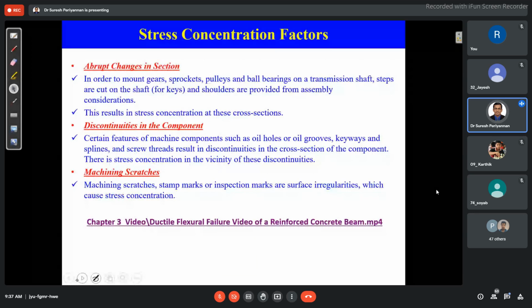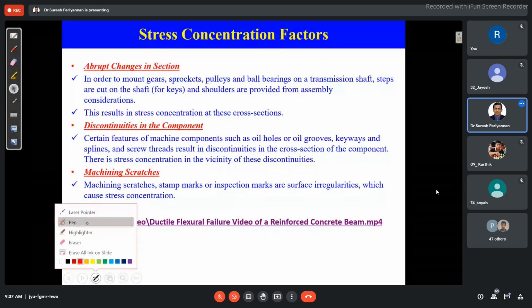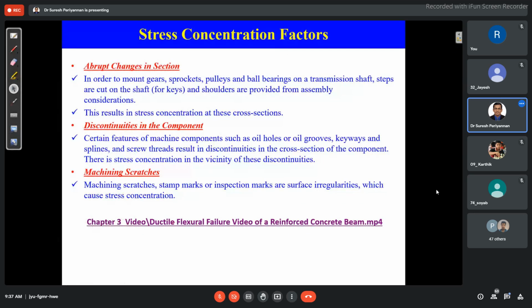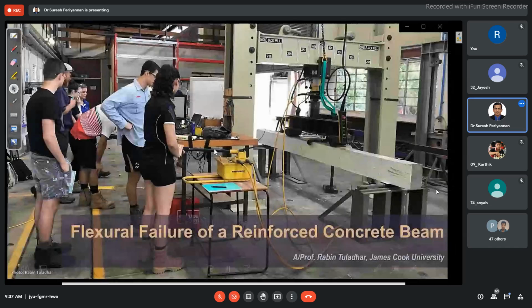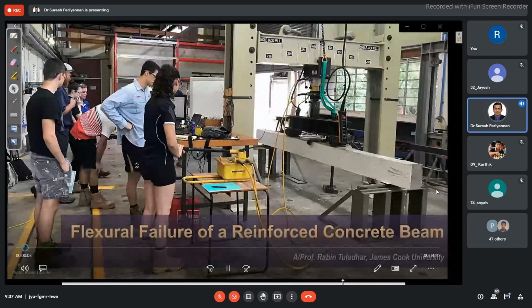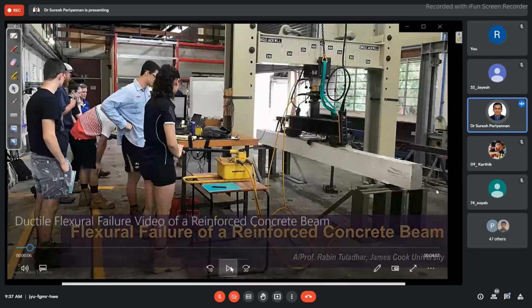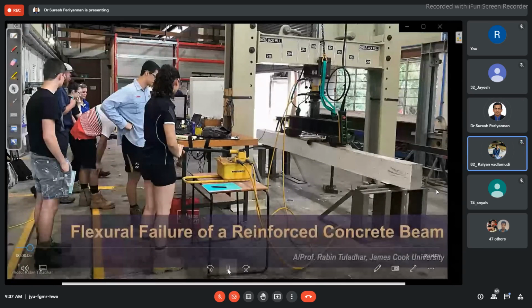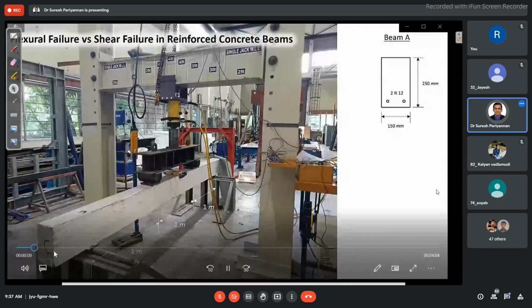Now see here, one small video, how the cracks play a role in this stress concentration. Just let me show you that. Are you able to see this video? Failure of a reinforced beam. The beam is simply supported over a span of 3 meters. Before applying the load, are you able to see here?